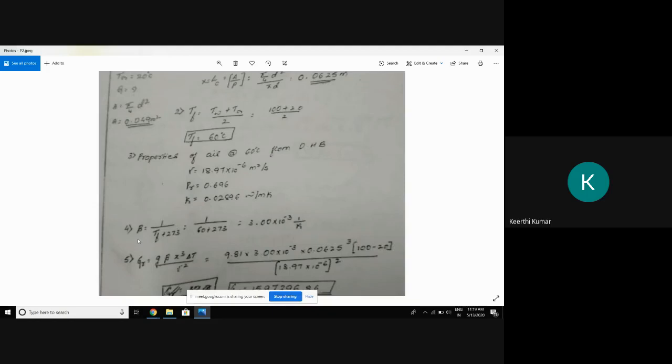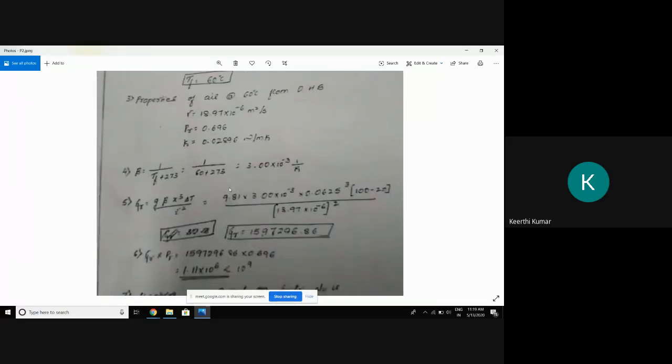So beta is equal to 1 by (film temperature plus 273). Many students will go wrong here. While substituting beta, they put T infinity. No, it is T film plus 273. Don't get confused; the formulas are given in the data book. Whatever beta is, take it with respect to that only. Done. It is in terms of 1 per Kelvin.